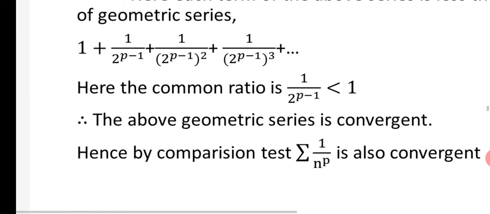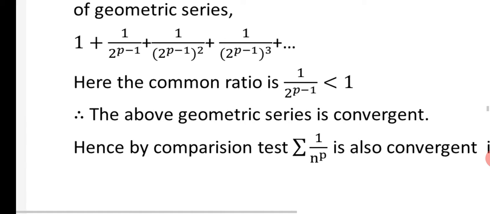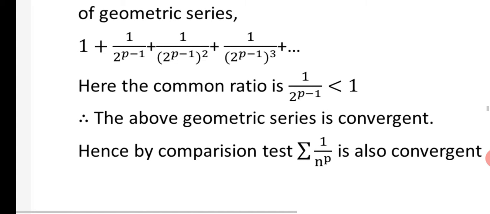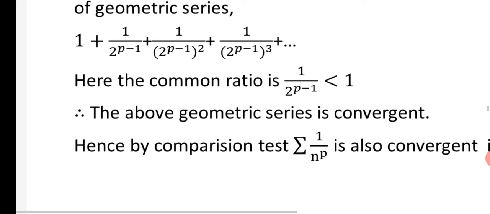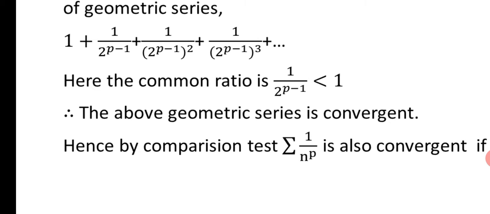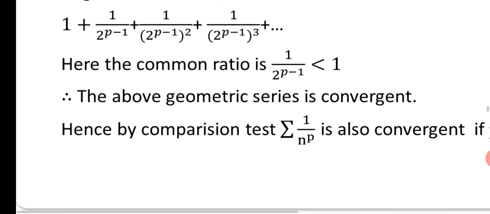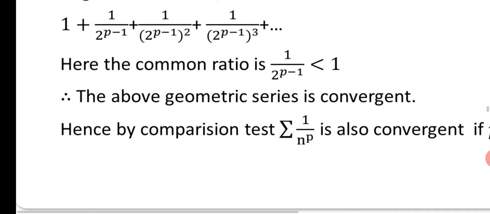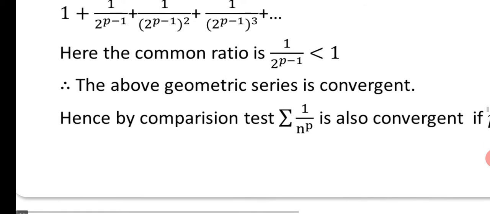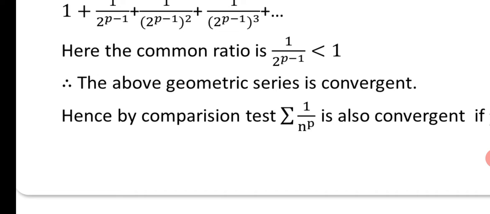Here 1 by 2 to the power of p minus 1 is the common ratio of the series. Therefore, this series is a geometric series. Therefore, the above geometric series is convergent, because here the common ratio 1 by 2 to the power of p minus 1 is less than 1. Therefore, the above geometric series is convergent.